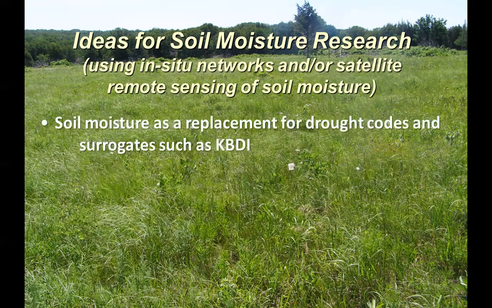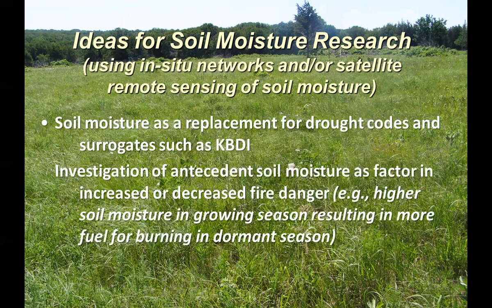Also, soil moisture as a replacement for some of the drought codes in the existing models and surrogates that use KBDI and other such drought indices. Why not use soil moisture itself as a component in some of these systems that's either directly measured or satellite remote sensed? And then the final suggestion, the investigation of antecedent soil moisture as a factor in increased or decreased fire danger.